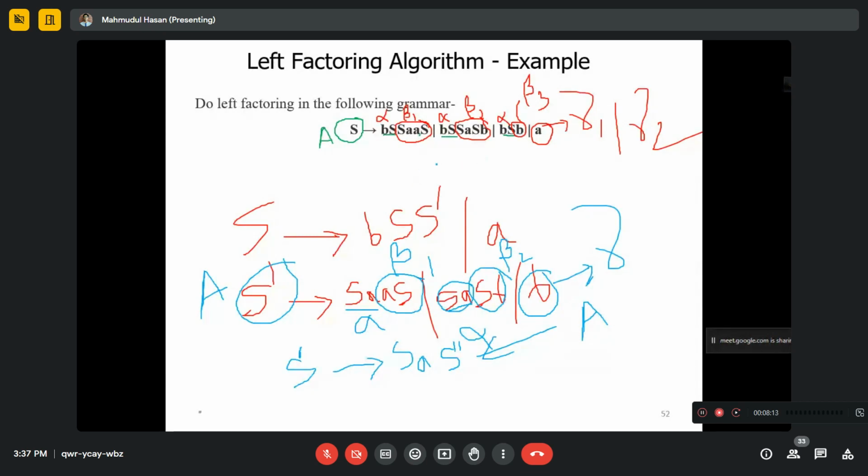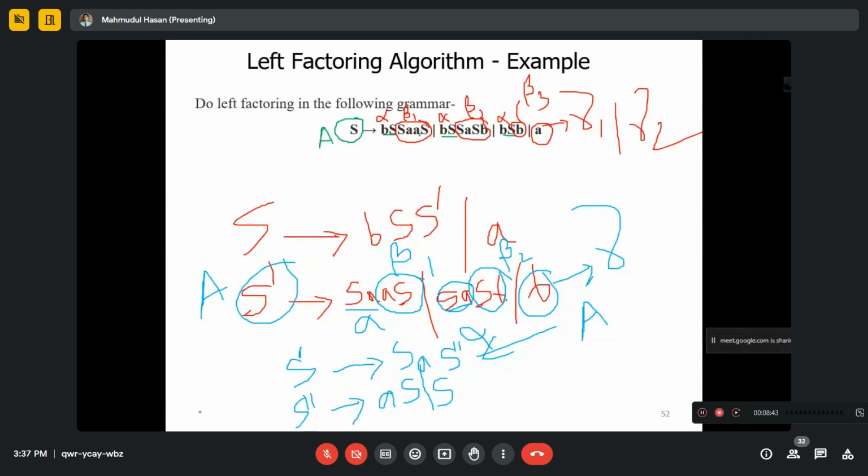I think this one is easy because you can relate it with the formula, like S dash means S double dash. But if you want to bring a new non-terminal, sometimes it will be difficult for you. So then A dash, and A dash goes to S double dash to beta 1 beta 2. So beta 1 is A S, then S, then what is it?